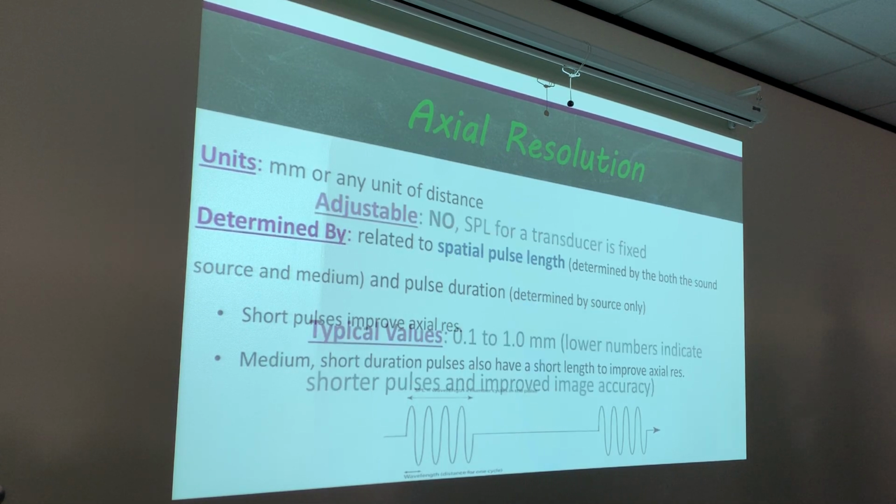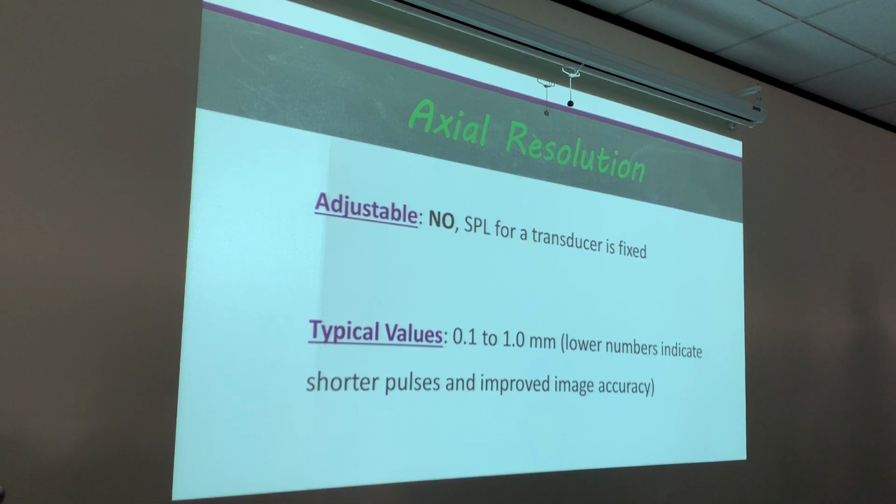All right. So, axial resolution is not adjustable. The spatial pulse length is fixed in the transducer. Axial resolution is directly related to the spatial pulse length. It's determined by it. We can't change the spatial pulse length, right? What can we change? Depth, which is what? Changing our listening time, right? That's what we can change, our listening time. Remember, our pulse length is fixed, just like our wavelength. It's fixed in the transducer. We can't change those. So no, it is not adjustable.